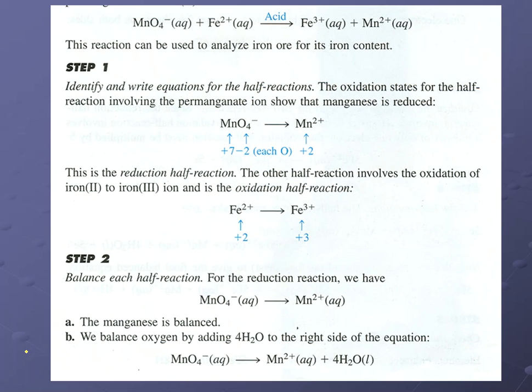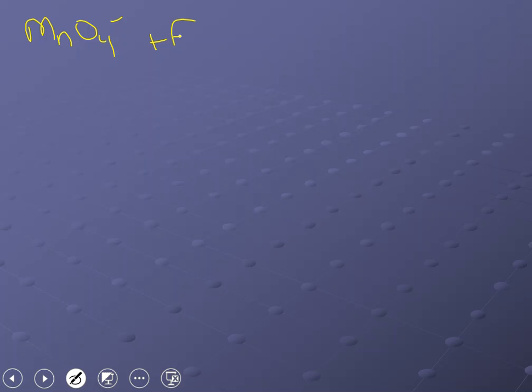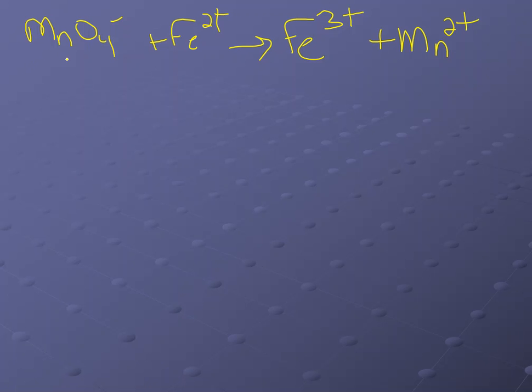Okay, now what I want to do here is actually write this equation, and hopefully it'll work. So we've got MnO4 minus. There's our equation. So we've got this permanganate ion right here, and we've got iron reacting together to form iron with a different charge and a manganese ion.